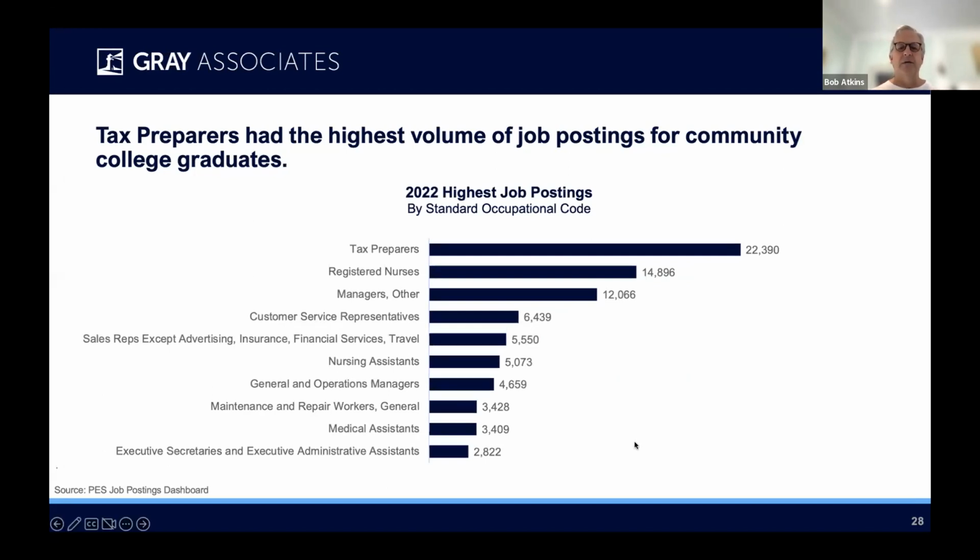Registered nurses, managers, other customer service reps, sales reps, nursing assistants, general operations managers, maintenance workers, medical assistants, and executive secretaries. So we do see a little bit of an overweight for health here, registered nurses, nursing assistants, and medical assistants. But I look at this and say, this feels a lot like across the board growth, economic growth, rather than something that's focused in a particular area.